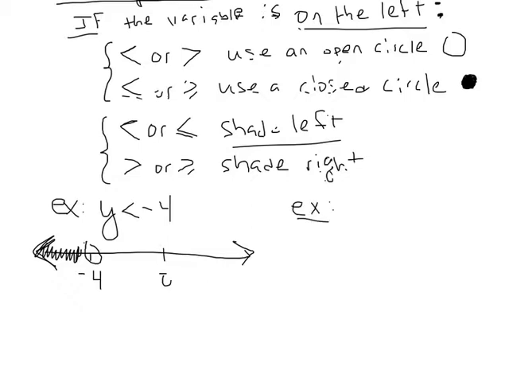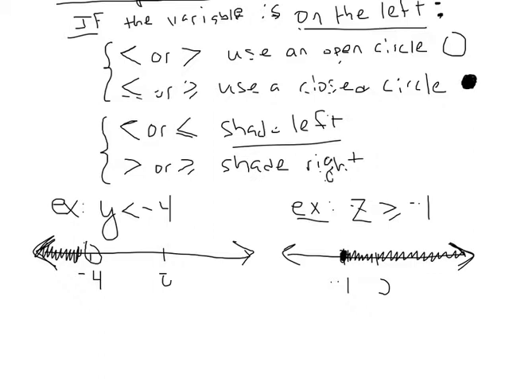For the second example, let's say we are trying to graph z is greater than or equal to -1. Well, we'll draw a number line. Here's 0, here's -1. Because it's greater than or equal to, we put a closed circle at -1. And because it is greater than, we're going to shade everything to the right of -1. So all of the points to the right of -1 would be solutions to this inequality.